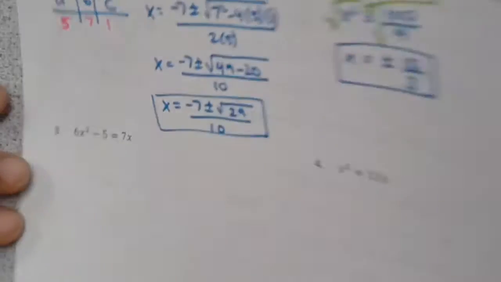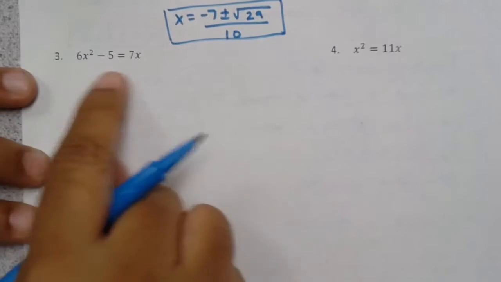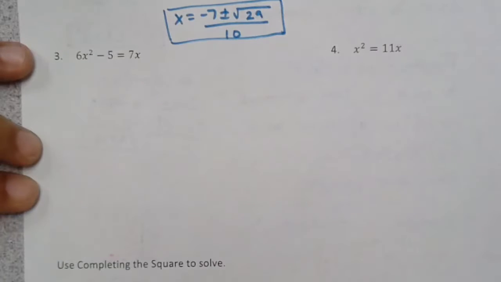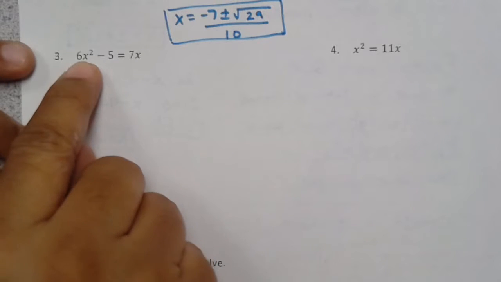All right, let's take a look at this one right here. Oh, this is not even in the right order. So let's first get into the right order before we decide what to do here. So I'm going to go ahead and move it all to one side of the equal sign. X squared is over here and it's already positive.